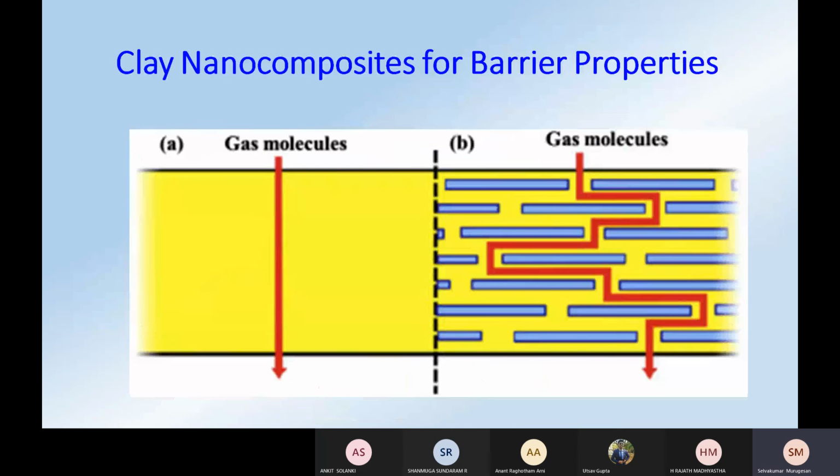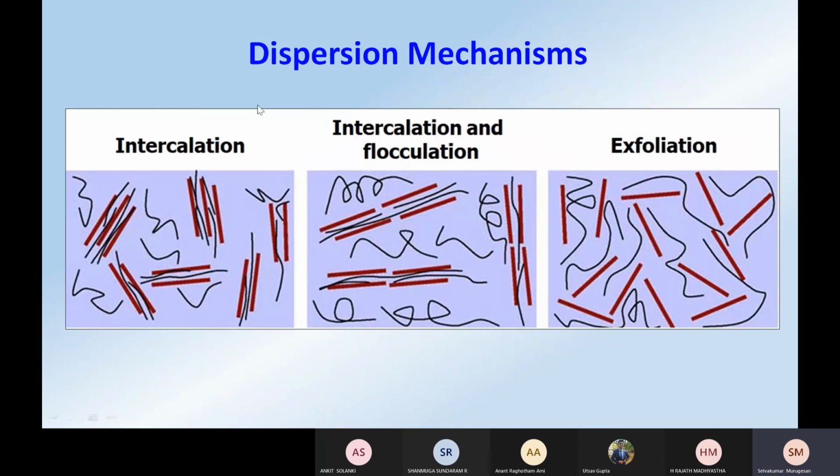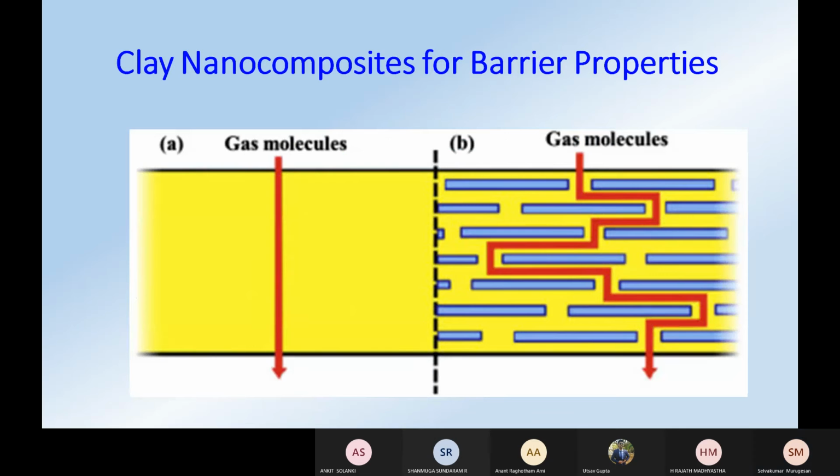Now you're going to see some of the specific properties. You can ask me, we have three different mechanisms, so why prefer exfoliation? It's not that exfoliation is better for certain properties and intercalation is better for others. Now we're going to see that. So we have prepared some polymer based composite, and we are targeting some barrier properties.